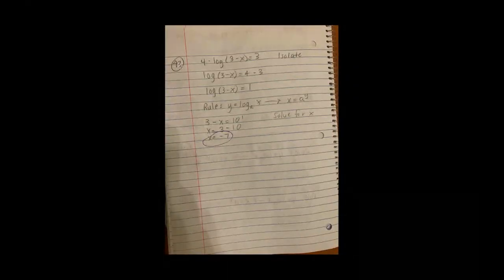Can you hear me? Yep. So I'm presenting question 43, where the problem is 4 minus log, in parentheses 3 minus x, close parentheses, equals 3. The first thing you want to do is to isolate. So I moved 4 to the right side. Now it's going to be log parentheses 3 minus x equals 4 minus 3. Solve 4 minus 3, which is 1. So it's log of 3 minus x equals 1.